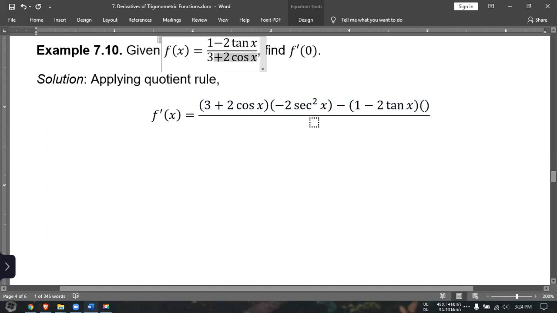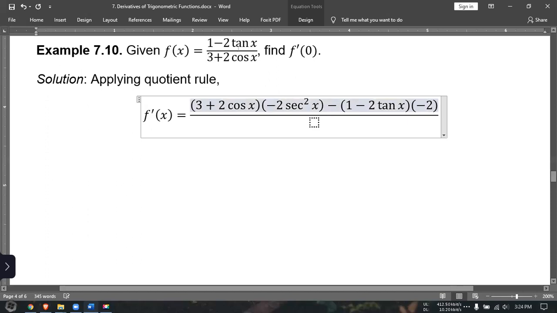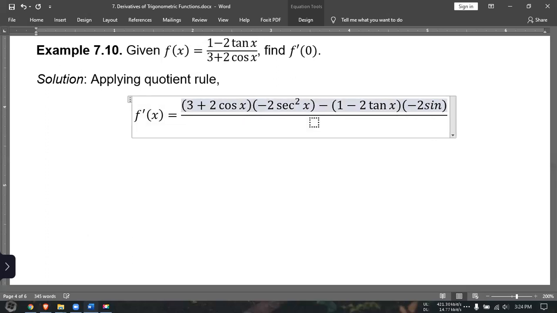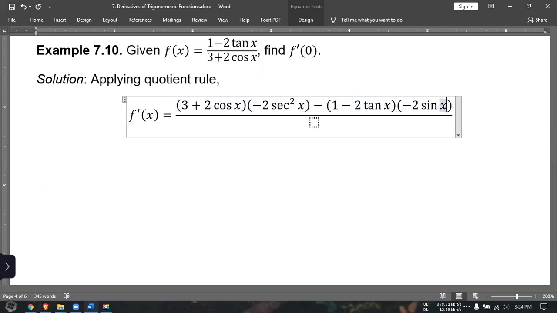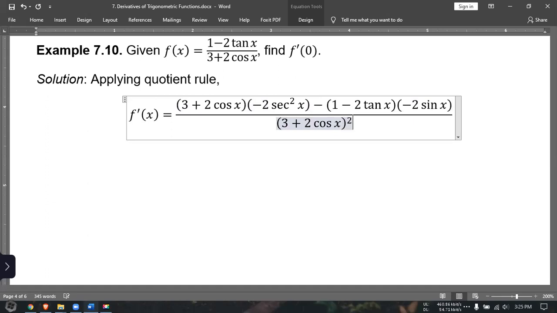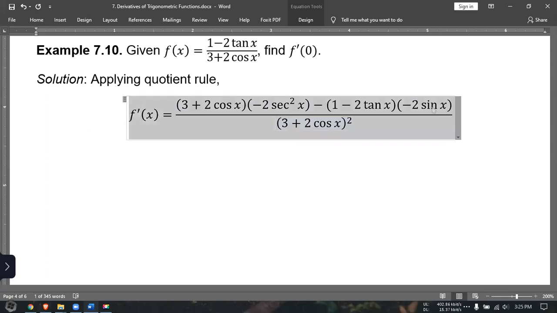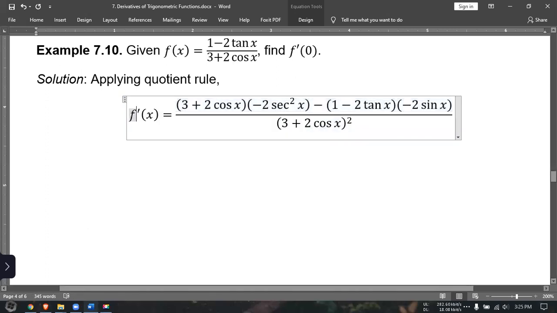So we'll deal with the remaining term. Derivative of cosine is negative sine. Then we have the multiple of 2, so we have negative 2 sine x, and then times 1. Then we have 2 cosine x there, and share the denominator. You could simplify this, but we'll be having a longer solution. After that, you can just evaluate this right away when x is equal to 0.